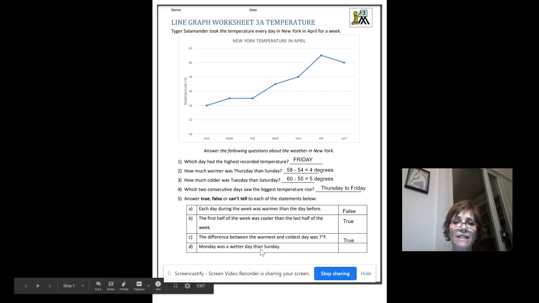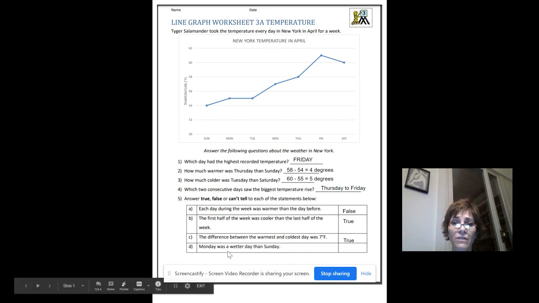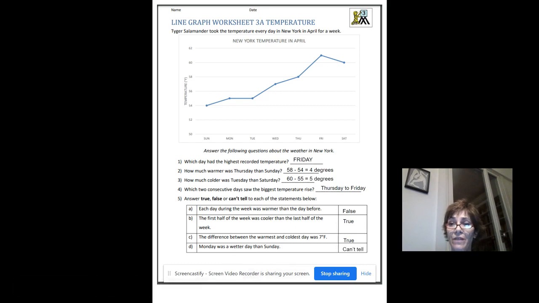Monday was a wetter day than Sunday. Wetter? We're looking at temperature, not rainfall, not humidity. So I can't tell. This line graph doesn't give me any information on rainfall, and I don't know which day was wetter, so I can't tell. All right, so this is the kind of information that a line graph can give you. This is how to read it, how to look at it.